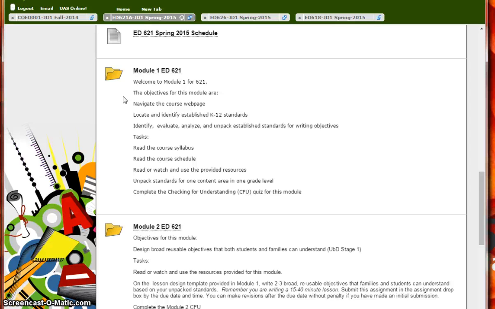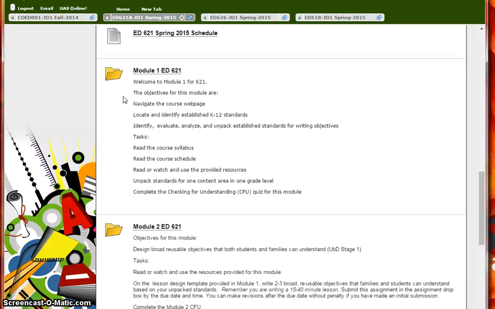One grade level, one content area. Do not unpack all the standards for first grade and do not unpack all the writing standards for K-12. You may choose to do third grade geometry. That would be one content area, one grade level. You may choose to do citizenship for 7th grade. Okay, so pick a content area and a grade level.